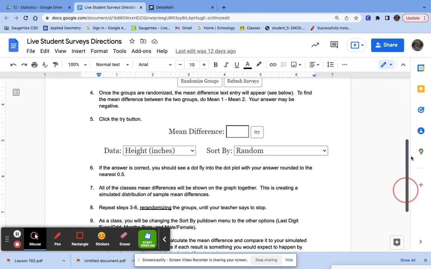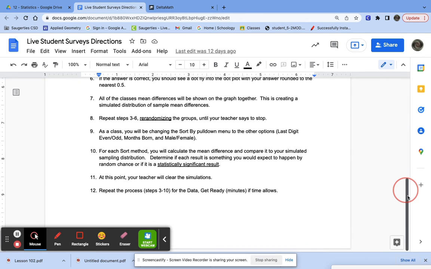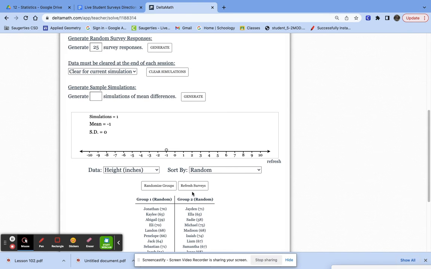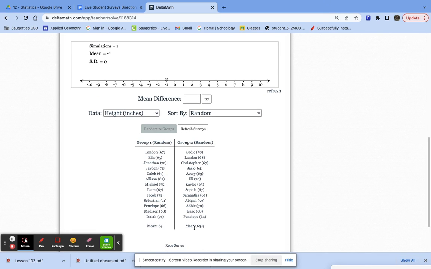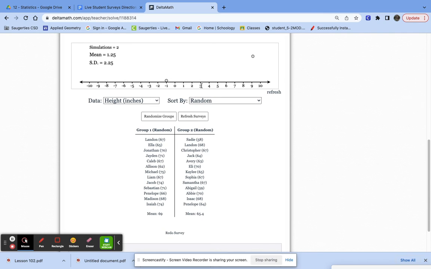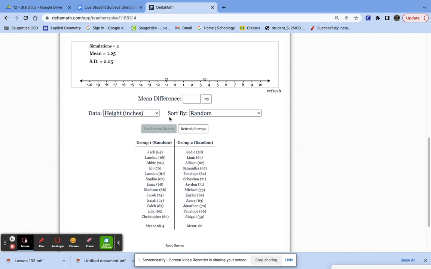You're going to randomize the groups, find the new mean difference, and then put it in, and we should add some more dots to the group. So I'm going to do this 2 more times. Randomize groups. 69 minus 65.4, so that's a mean difference of 3.6. Now the first mean is greater, so we're going to try that, and we should see the dot flying in right around here, rounding to 3.5. So I'll do it one more time. This time 68.4 minus 66, that's a 2.4 difference.